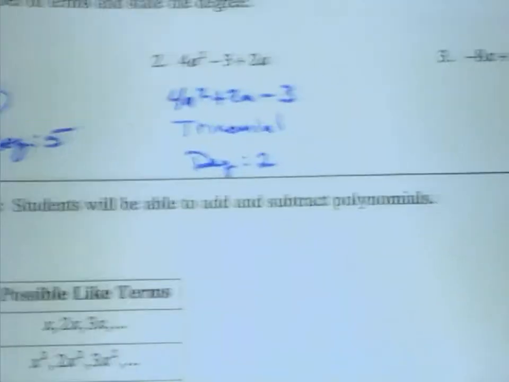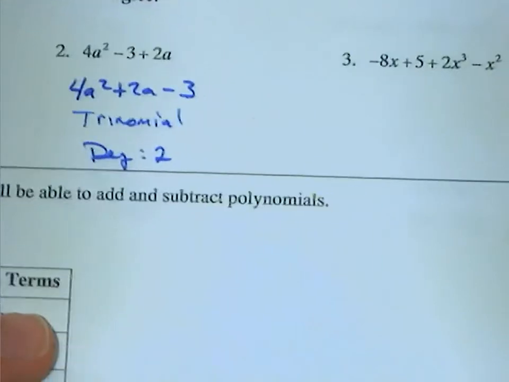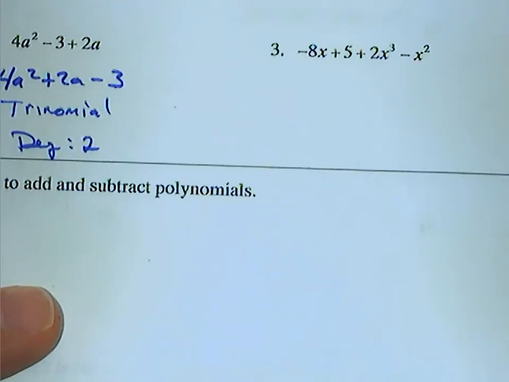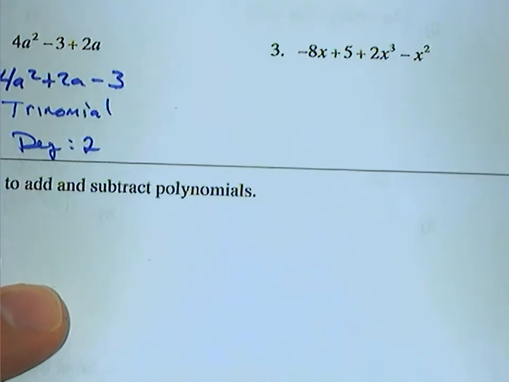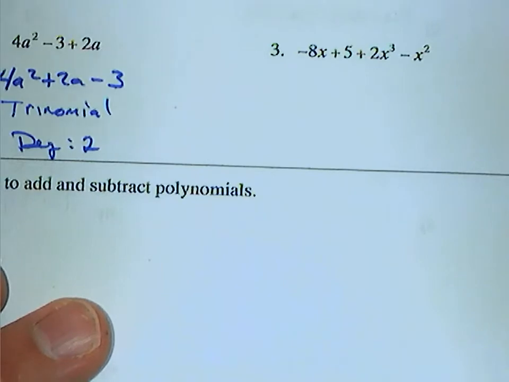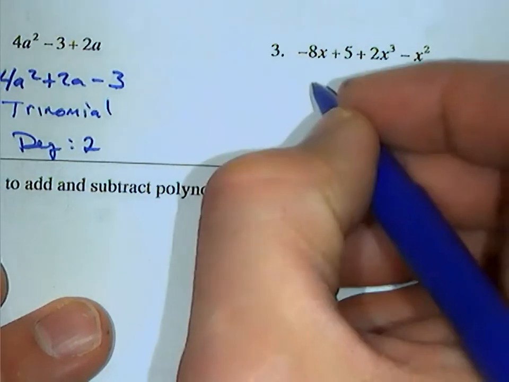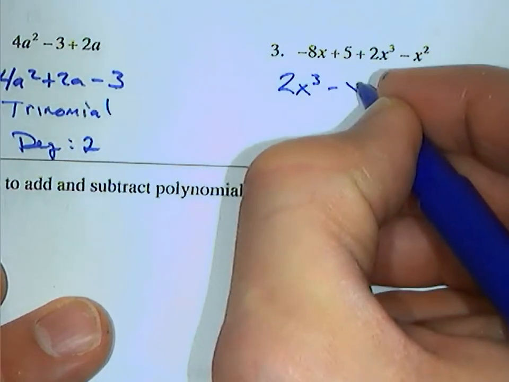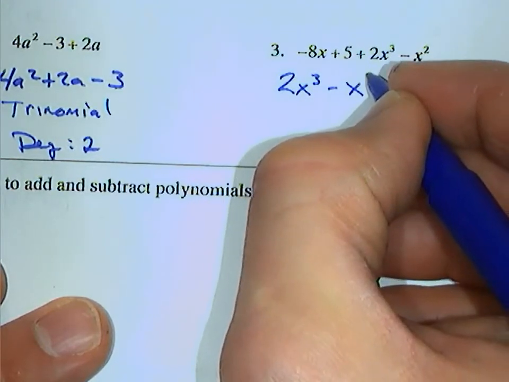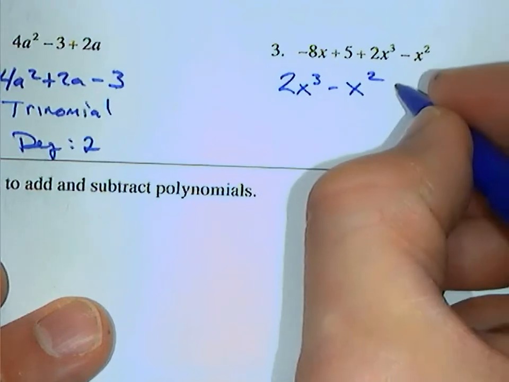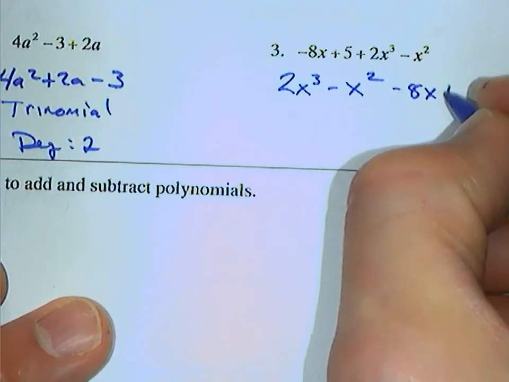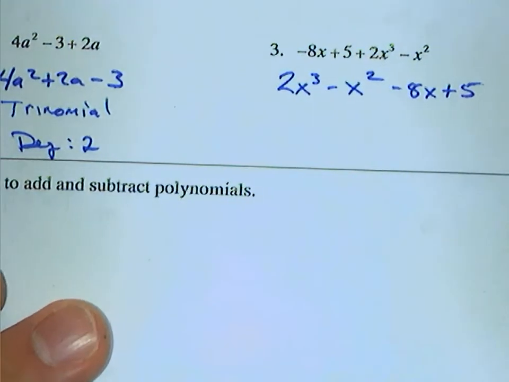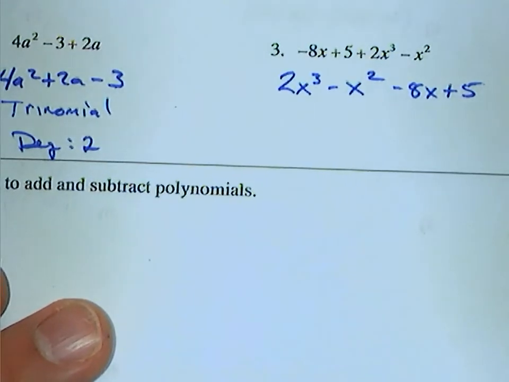And moving our way across. Last one, number 3, I've got negative 8x plus 5 plus 2x cubed minus x squared. Who's got this one written in standard form? Noah, you got this one? 2x to the third minus x squared. Yep. Minus 8x and plus 5. There we go. So 2x cubed minus x squared minus 8x plus 5.